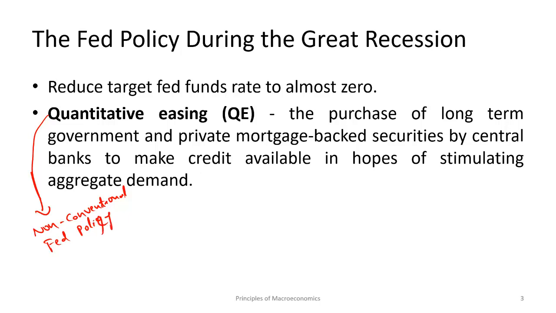And why is it non-conventional? Because the Fed for the first time decided to purchase long-term government and private mortgage-backed securities to make credit available, in the hope of stimulating aggregate demand. Now the Fed typically buys short-term government bonds, and they never bought private bonds. But for the first time through quantitative easing, the Fed bought long-term government bonds and also private mortgage-backed securities. And the idea was simple: during the recession, banks were holding mortgages, and mortgages can be thought of as a bond.